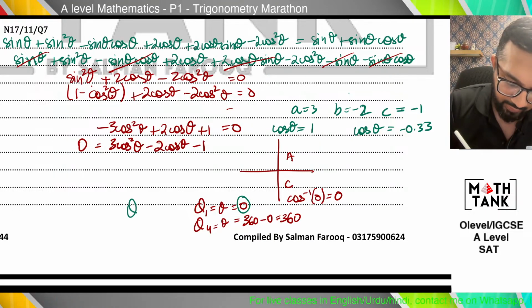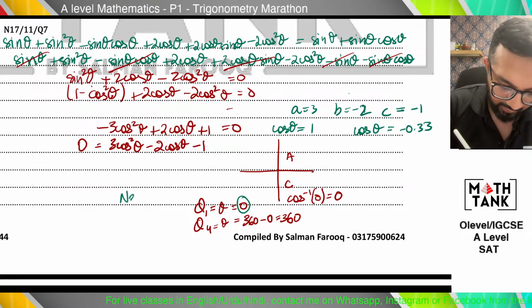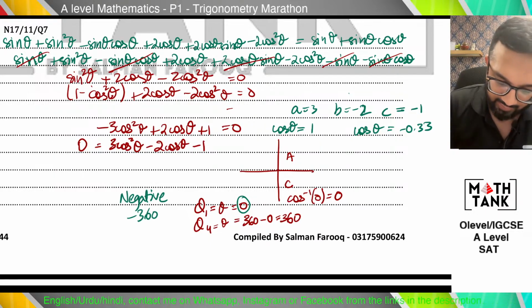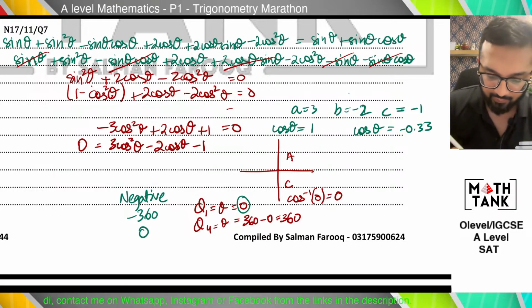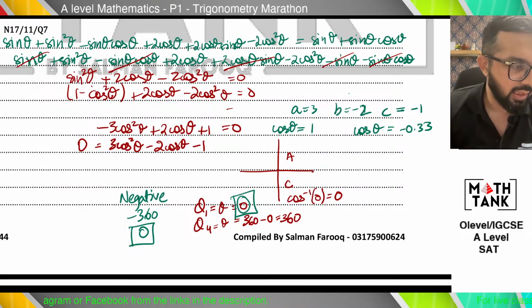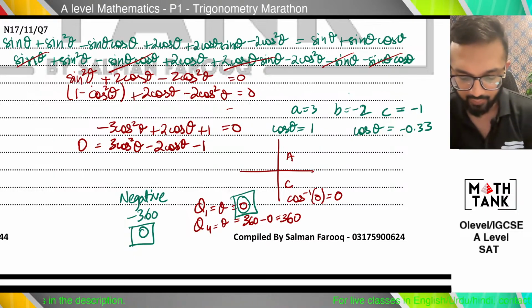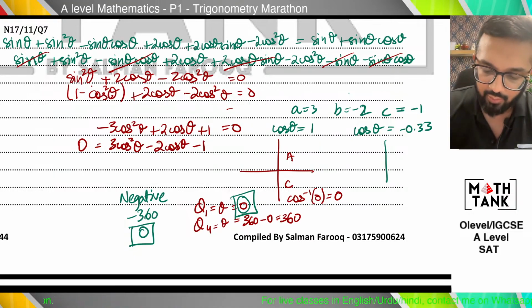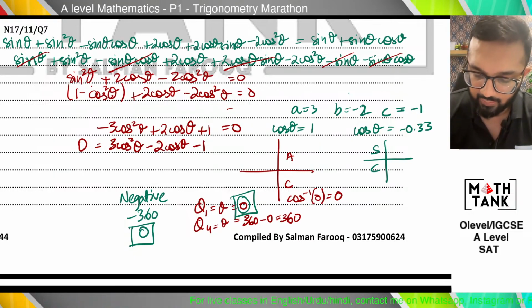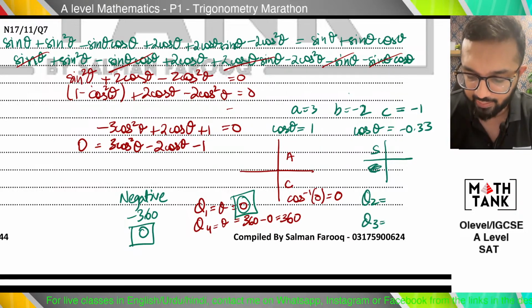So your answers for the negative cycle would be 0 minus 360, which gives you minus 360, and 360 minus 360, which gives you 0. Both 360 and minus 360 are outside the given limits, so I will discard them. For this, you have S and T, so you calculate quadrant 2 and quadrant 3.